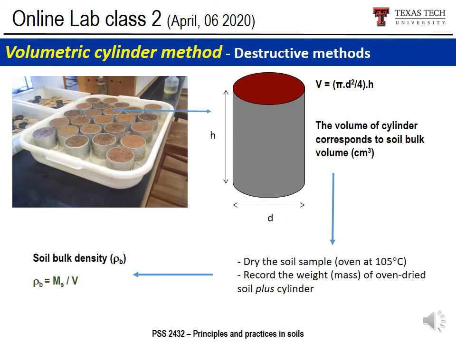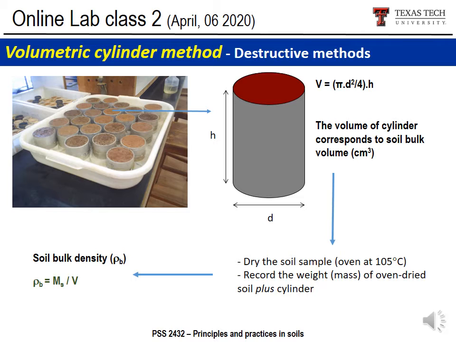Okay, finally, to determine the soil bulk density, you need the MS, remember? The mass of soil, and V, the soil bulk volume, okay? The soil bulk volume is equal to the cylinder volume. You can easily determine the cylinder volume, okay?